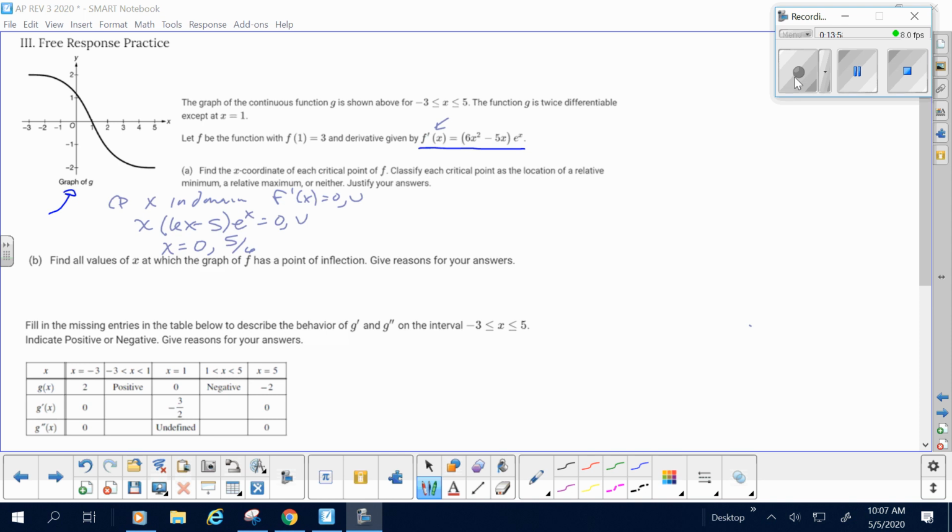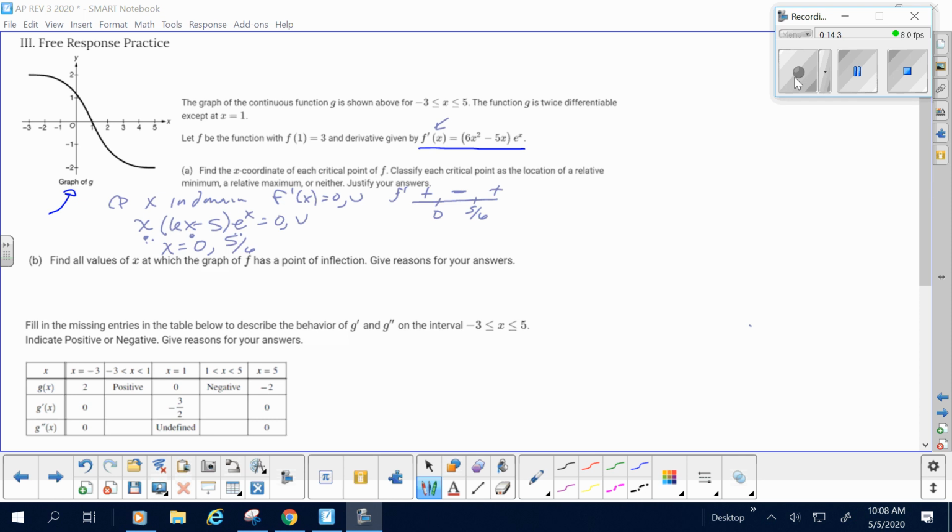So as far as a sign test to see what's going on there on the derivative, 0 and 5/6. If I look at -1, I have a negative and a positive. E is always positive, so that's positive. If I try maybe a half, I get a positive, a negative, and a positive, so that's negative. And if I try 10, a billion, positive, positive, positive.